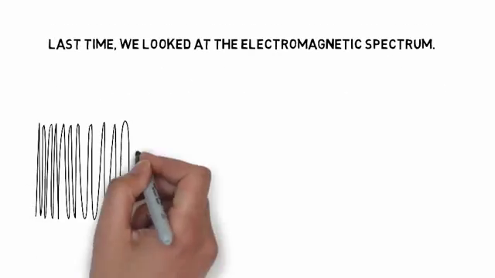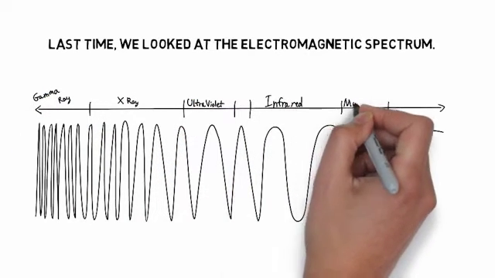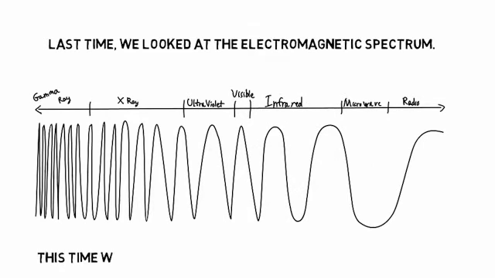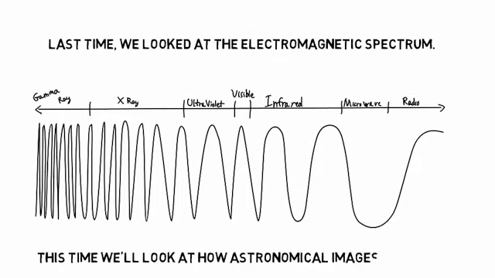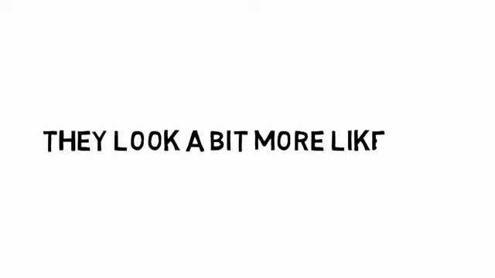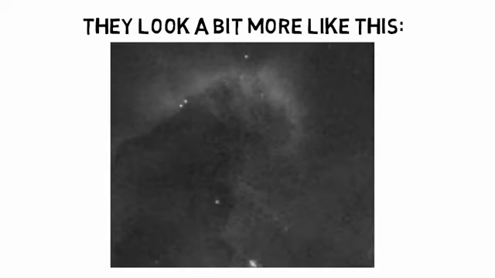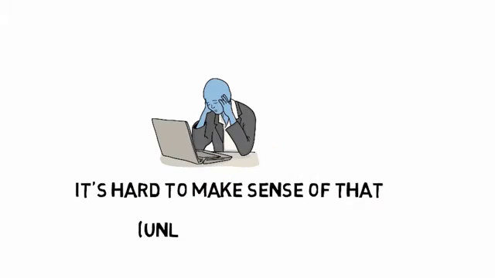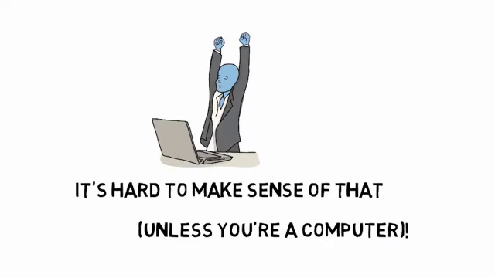Last time, we looked at the electromagnetic spectrum. This time, we'll look at how astronomical images are made. Many images of space don't start off looking like this. They look a bit more like this. Or really, more like this. It's hard to make sense of that. Unless you're a computer. Yes!